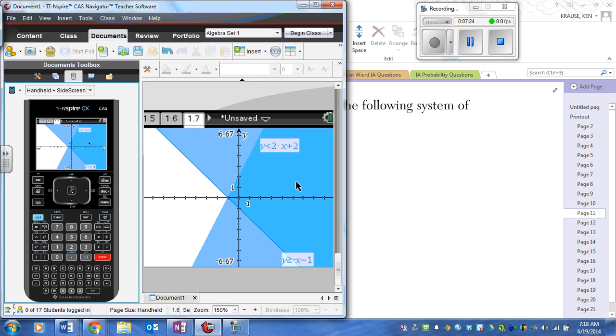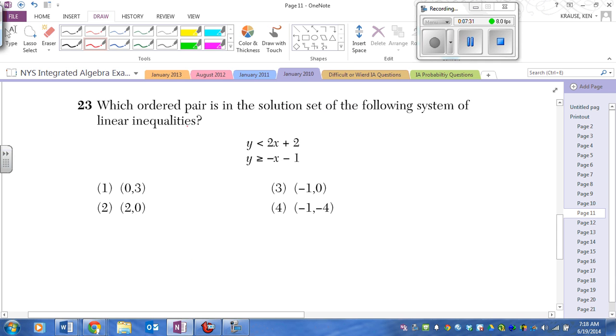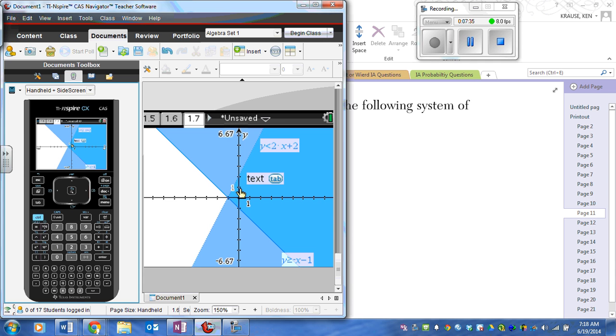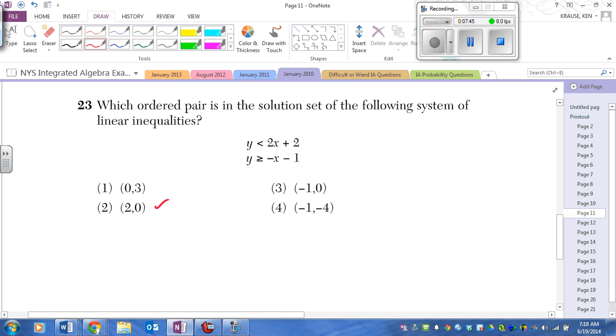So the solution is going to be off in this area right over here. So I have to find the points of... It's going to be over there somewhere. So which ordered pair is in the solution? 0, 3. Nope. 2, 0. 2, 0 right there. Looks like a good point. This looks like a good one.